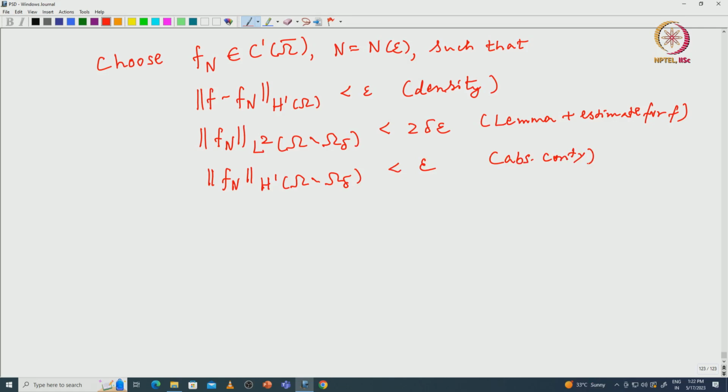The proof would have been over if this f_n had compact support. Okay. So, that is not assured here. So, the density result just gives us C1 of omega bar. And again this is a standard technique. So, you take this f_n and use a cutoff function to make it a function with compact support.